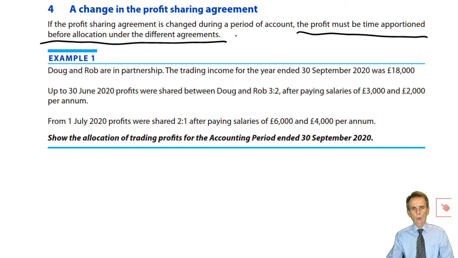How many months on the old agreement, how many months on the new. The critical issue there, as you have seen, is to ensure that when it comes to time apportionment in relation to salaries or interest on capital, what we must always do is to give a time apportioned figure of salary or interest on capital. You don't give a full year's worth of salary for only 6 months worth of the accounting period. You must time apportion accordingly.